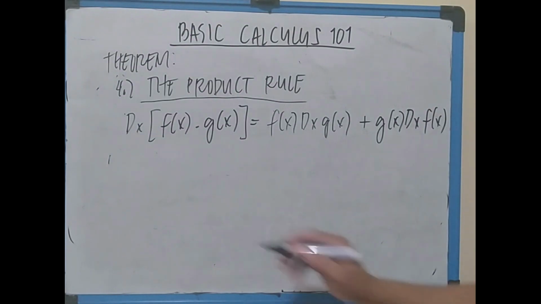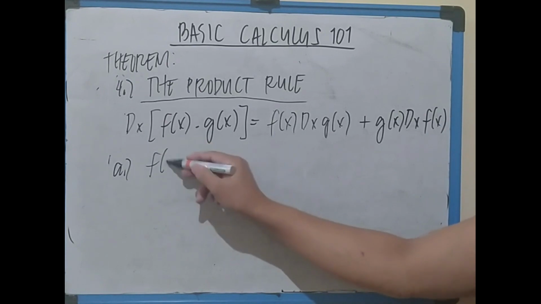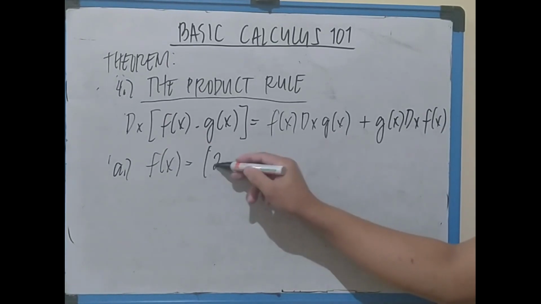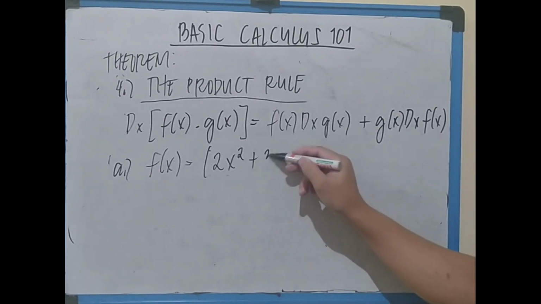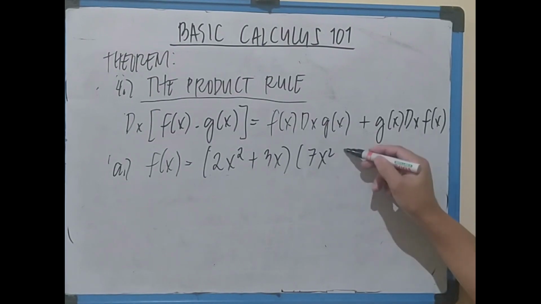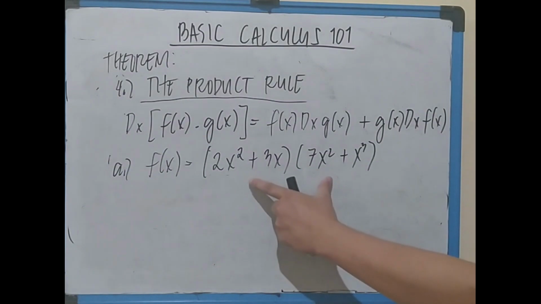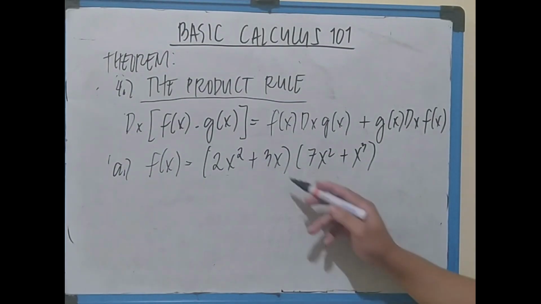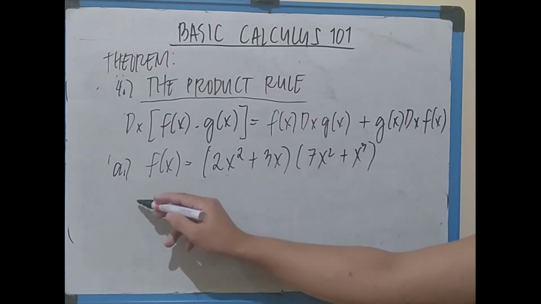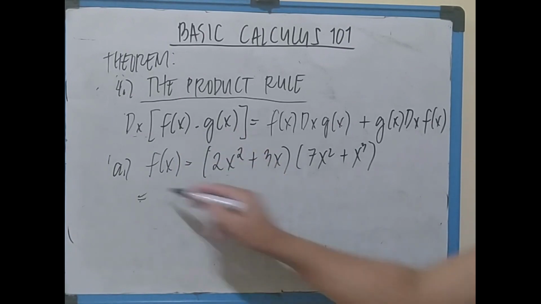Okay, example. Let's say we have, find the derivative of f of x is equal to, halimbawa, 2x squared plus 3x multiplied by 7x squared plus x cubed. Okay, so ito po yung magiging problem natin. Ang gagawin lang natin is, following this formula, medyo mahaba-haba lang ng konti ito. The derivative of f of x times g of x will be equal to.